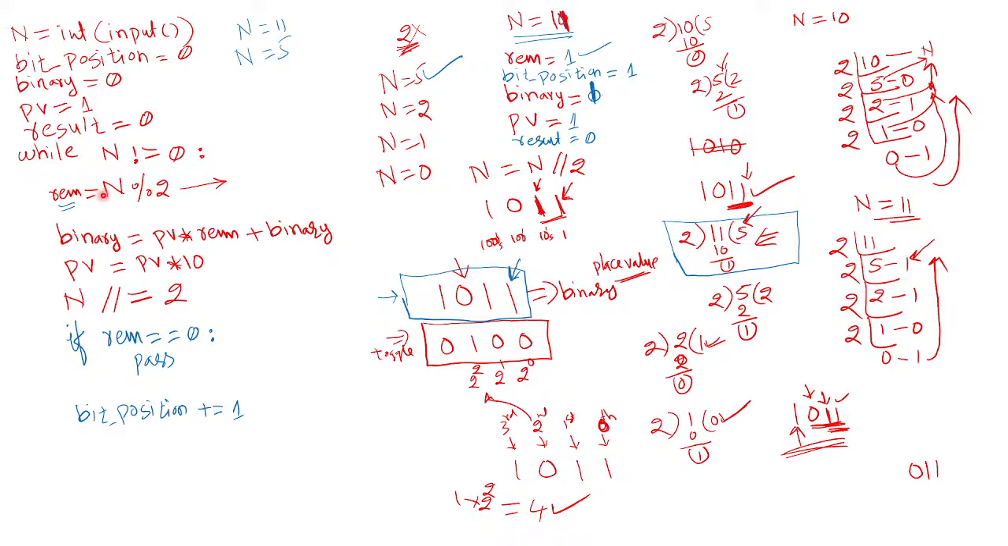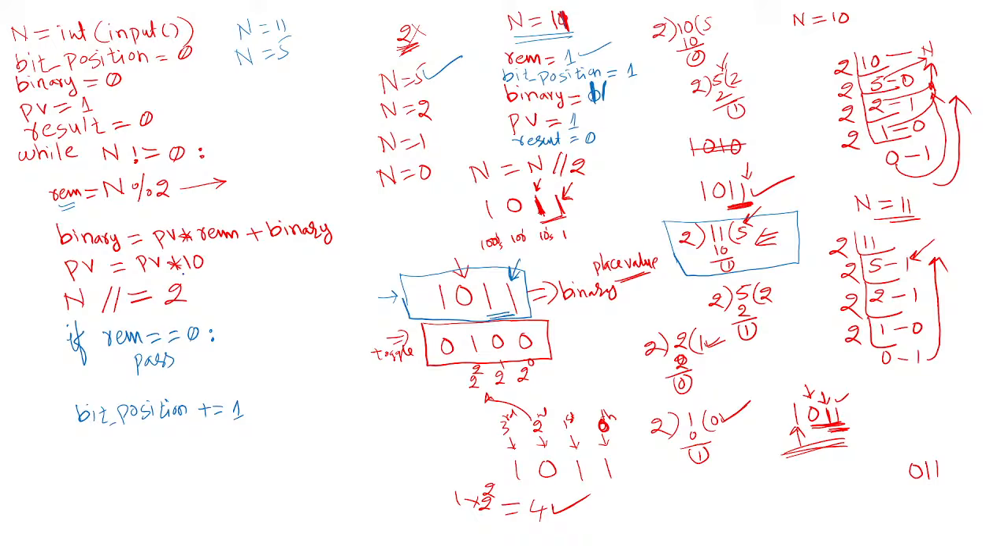5 not equals to 0, yes, remainder. So this one, when you divide 5, the remainder you get is 1. That will be stored in remainder. Remainder now contains a 1. So binary is equal to place value into remainder. 10 into 1, 10 plus binary plus 1. So 10 plus 1 becomes 11. Your binary value now becomes 11. That means the first 2 bits you obtained here.